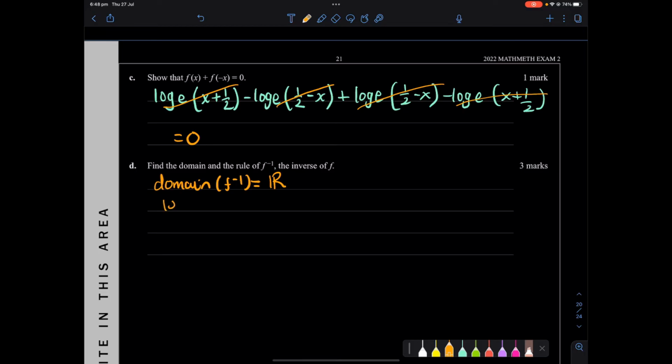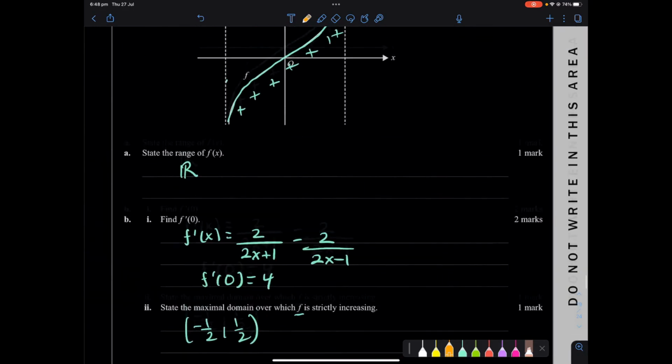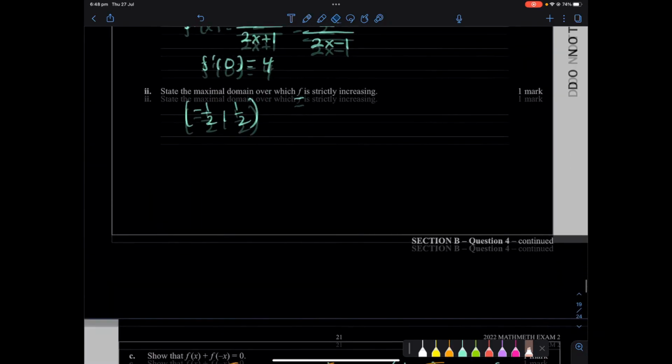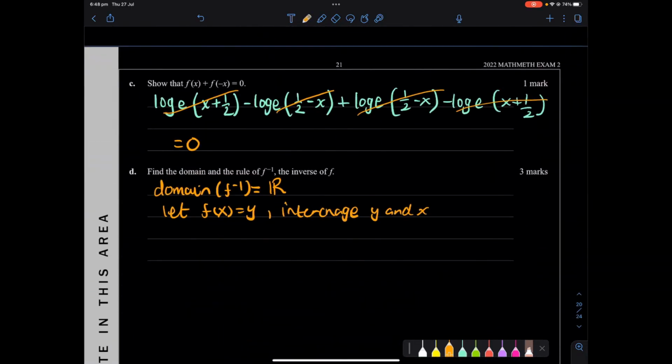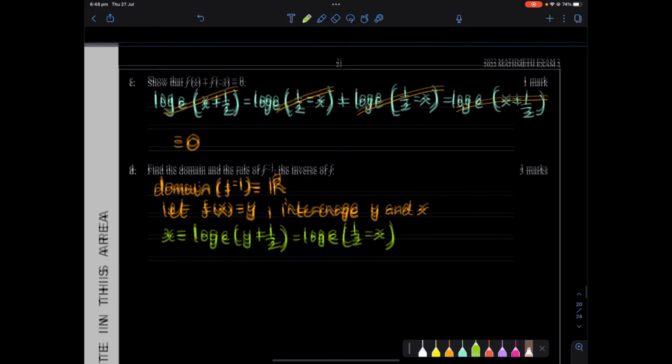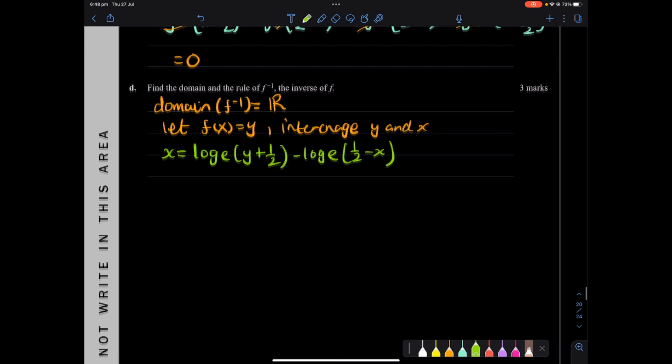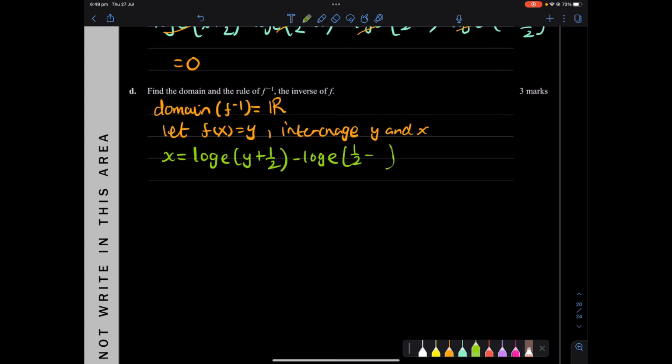let f of x equal y, and we want to interchange y and x. What's the function again? So it'll be x equals log e of y plus half, minus log e of half minus x. Oh, sorry, that x is supposed to be a y here.